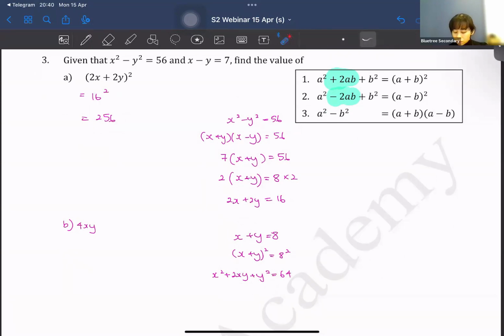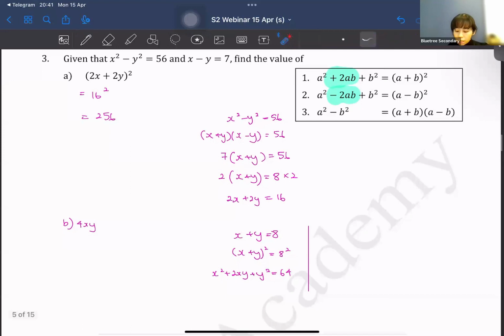Then from here, you're like, sure, but I cannot get rid of the x squared plus y squared. The question gives me x squared minus y squared, not x squared plus y squared. Then you're like, okay, never mind. I try to expand out x minus y squared instead.